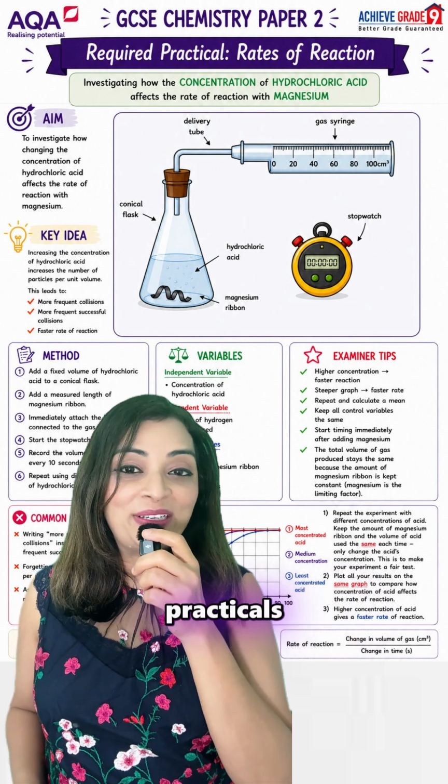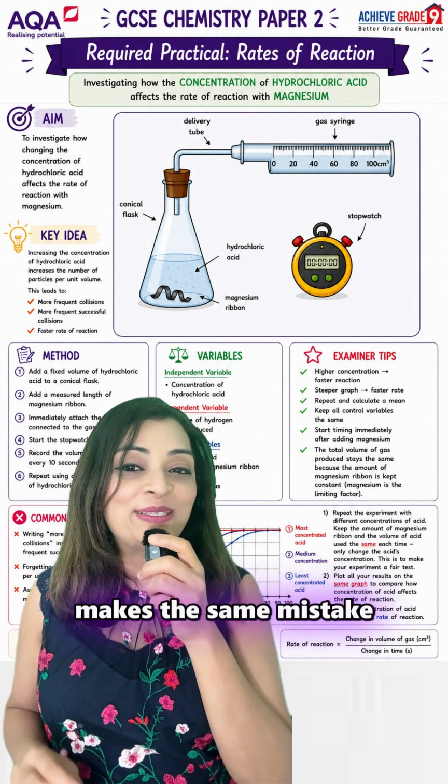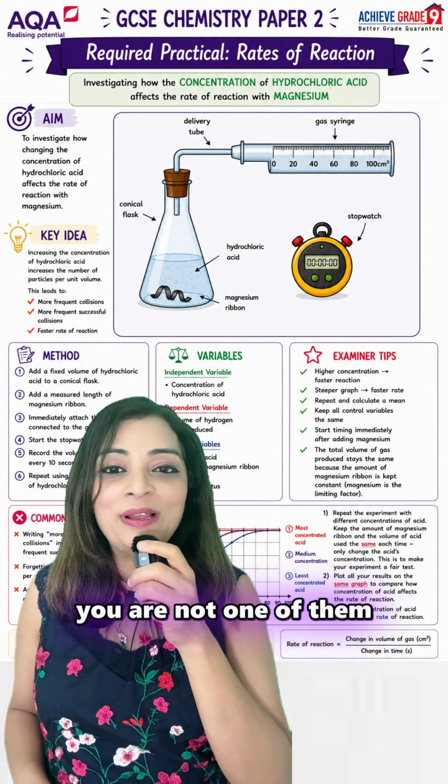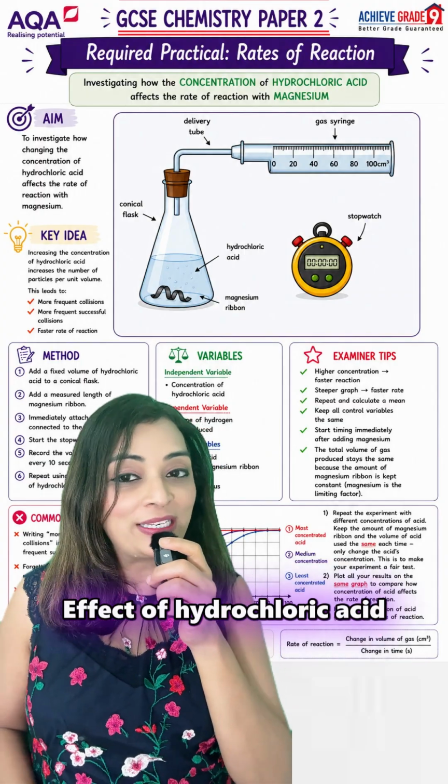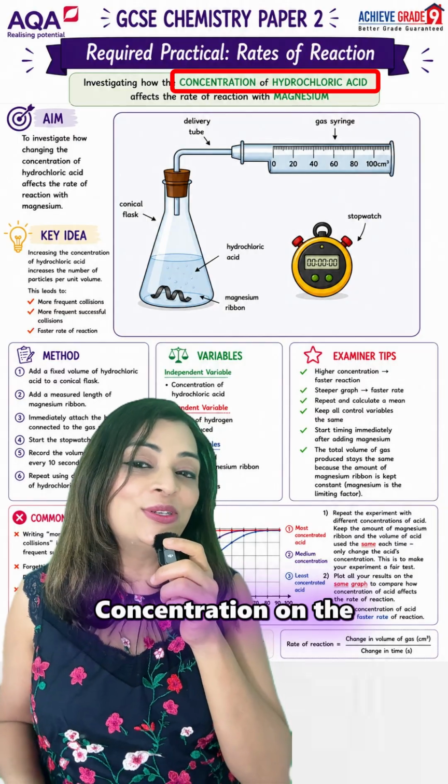Examiners love asking about practicals and almost everyone makes the same mistake. Let's make sure that you are not one of them. GCSE Chemistry Paper 2 required practical: effect of hydrochloric acid concentration on the rate of reaction.